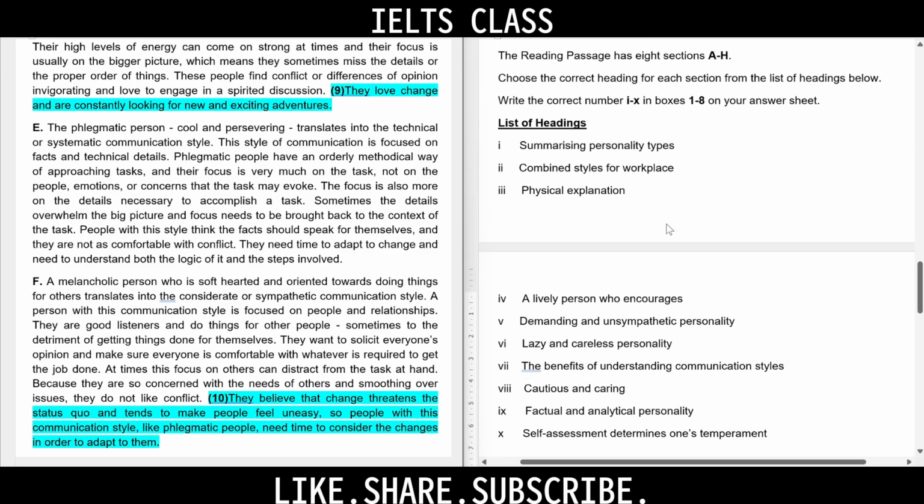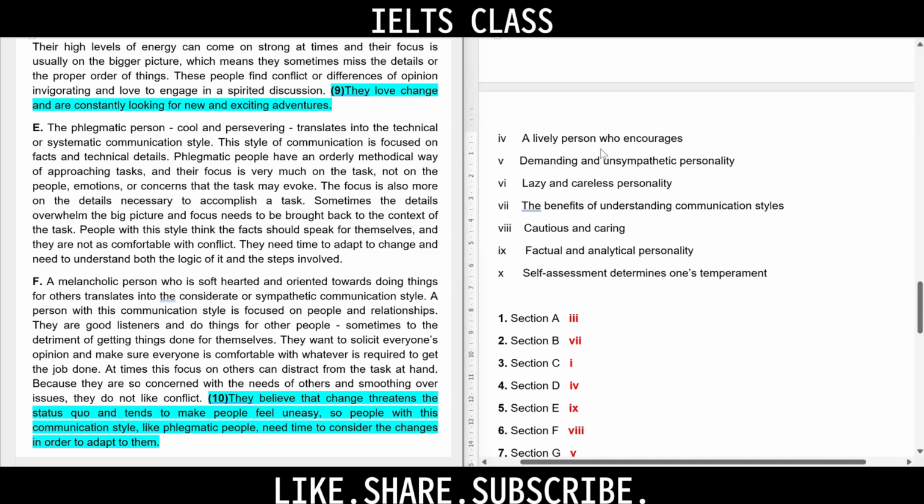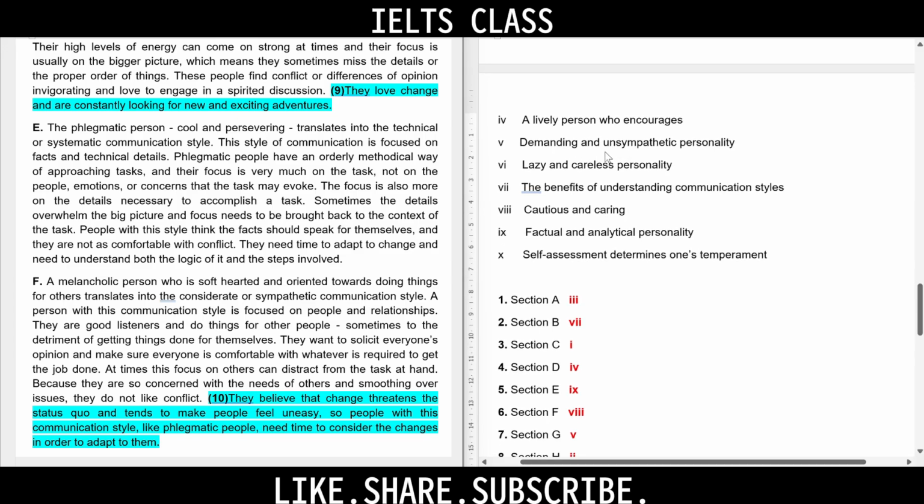So now let's find a heading for paragraph E. Summarizing personality types. No. Combining styles for workplace. No. Physical explanation. No. A lively person who encourages. No, because they haven't talked about anything motivating other persons or a lot of enthusiasm, something like that. Demanding and unsympathetic personality. Yes, they are unsympathetic because they don't care about other people or emotions or concerns that the task may evoke, but they are not demanding, like they are not forcing someone to do some task for them or something like that, right? They are not demanding. So I don't think this would be the answer of this paragraph.